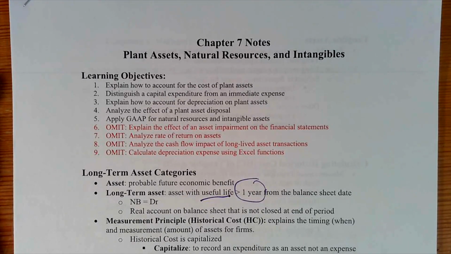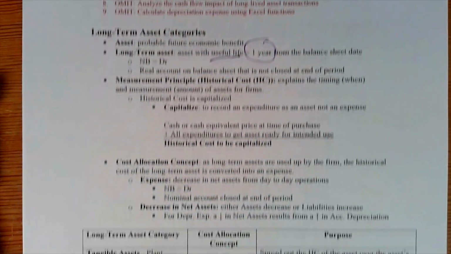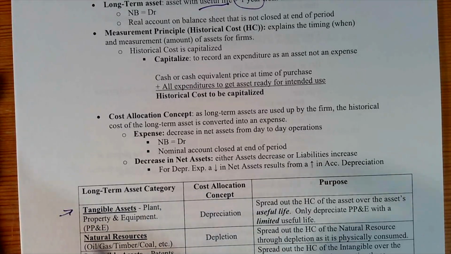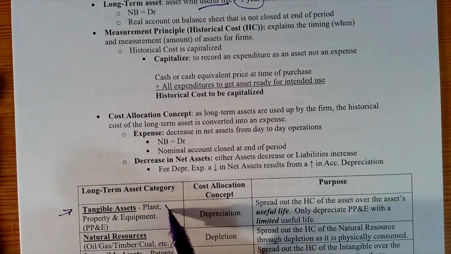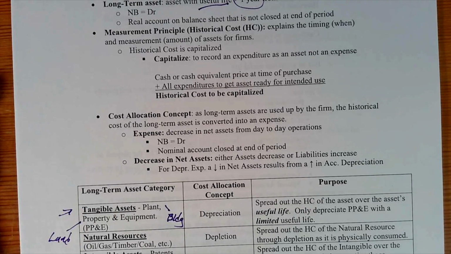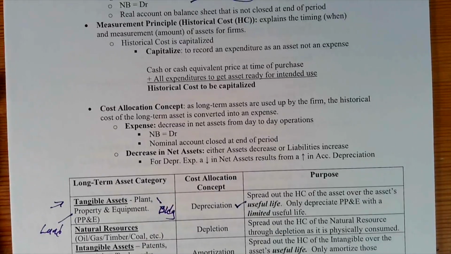And the thing that we're going to focus on, at least here in the beginning part, is there are a couple of types of long-term assets. We're going to be focusing on, and I'll kind of flip to the bottom here, tangible assets first. And that's going to be plant, which are buildings, property, which is land, and equipment. So tangible assets. And when we talk about them, we're going to be talking about the concept of depreciation. And I'll kind of describe that in a second.